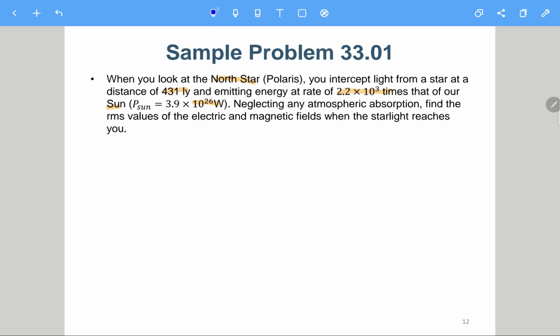So on the previous page, we have I equals P_S over 4 pi r squared. The intensity is spread over the surface of a sphere, and this intensity also equals E_RMS squared over mu naught c. So we can calculate E_RMS in terms of P_S, r, mu naught, and c. But before that, we convert the distance 431 light years into the SI unit meter. So we multiply 431 by the speed of light, which is 3 times 10 to the 8th power.